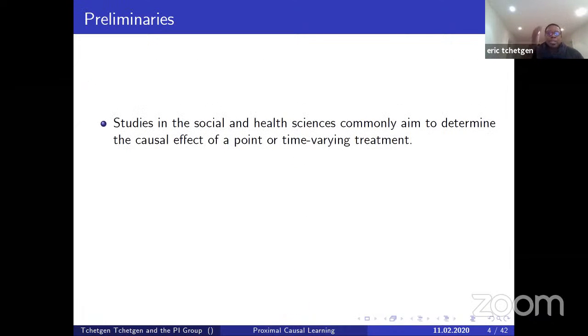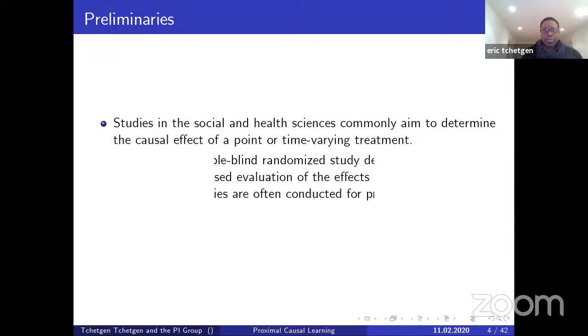So as we know, studies in the social and health sciences commonly aim to determine the causal effect of a point or time-varying treatment. Now, I should say everything I'm going to present here works as well for so-called panel data or longitudinal data, where you might be interested in the effect of a joint intervention over time. But I will focus, just for clarity, on point exposure. I'll make some remarks about that towards the end of the talk.